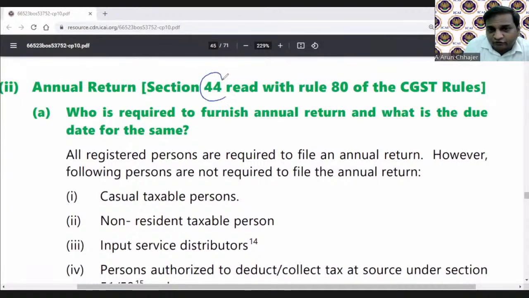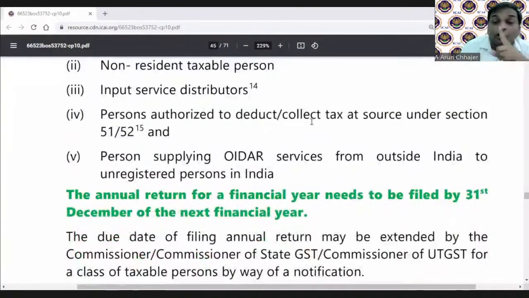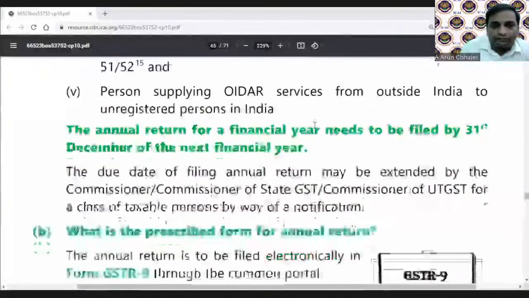Annual return, section 44, talks about who is required to furnish an annual return. A registered person is required to file an annual return. However, the following persons are not required to file an annual return: CTP, casual taxable person; NRTP, non-resident taxable person; ISD, input service distributor; TCS or TDS, tax collector at source or tax deductor at source; and OIDAR. These are not covered by the annual return provision.